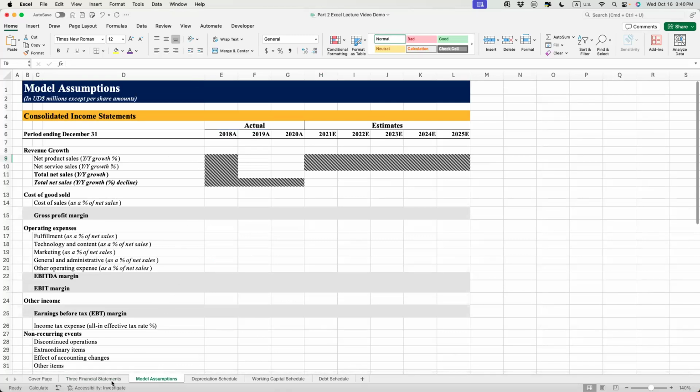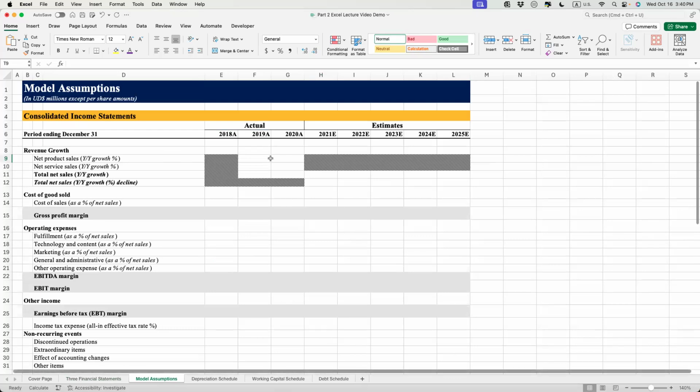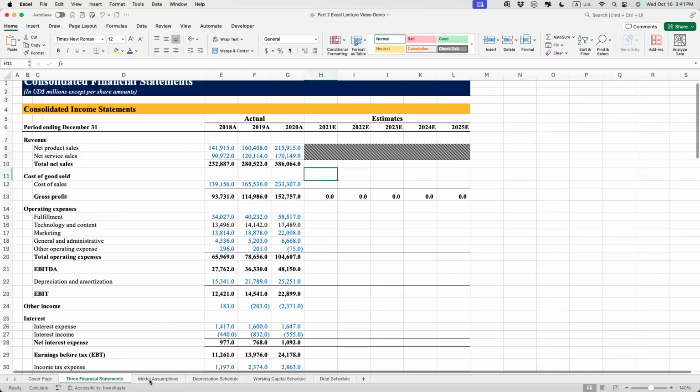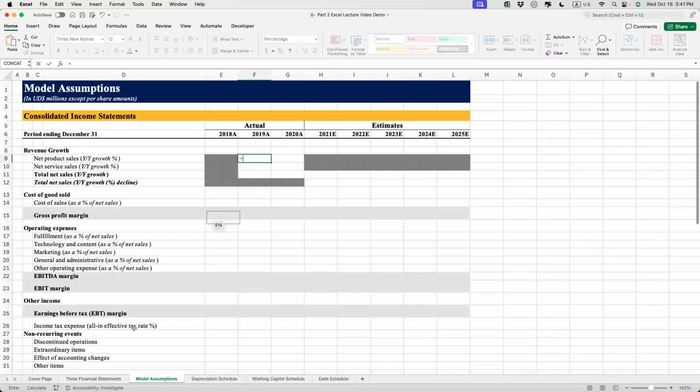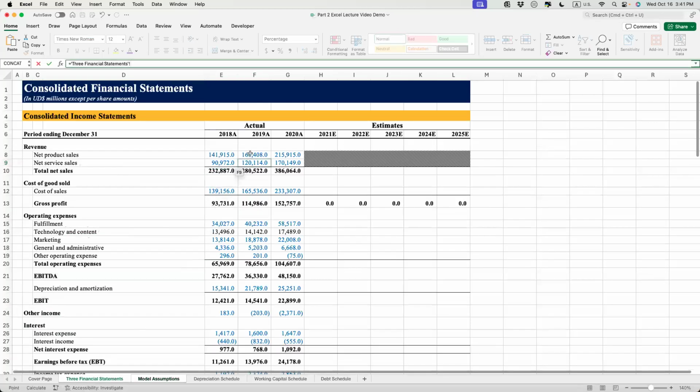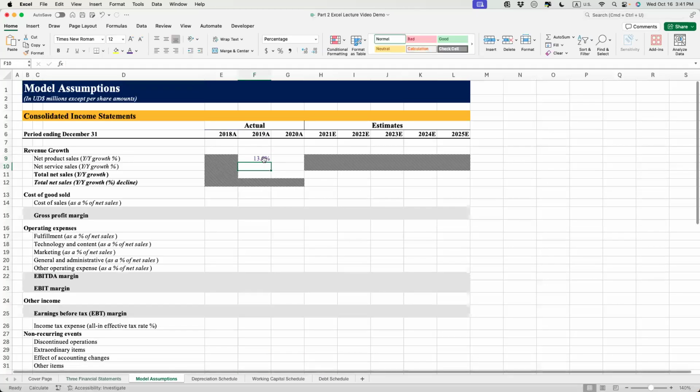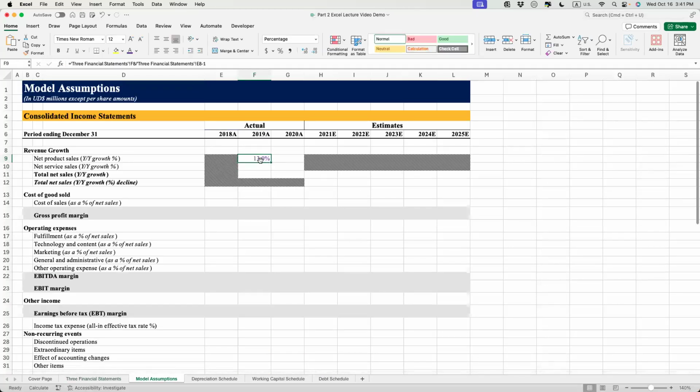So let's get started. First, we're going to calculate the year-over-year sales growth rate for the product sales and service sales. The reason we don't have 2018 information is that to calculate the 2018 sales growth rate, you need the 2017 income statement, which we don't have here. So we're simply going to use 2019 product sales divided by 2018 product sales minus 1 to get the growth rate. That means from 2018 to 2019, our product sales increased by 13%.